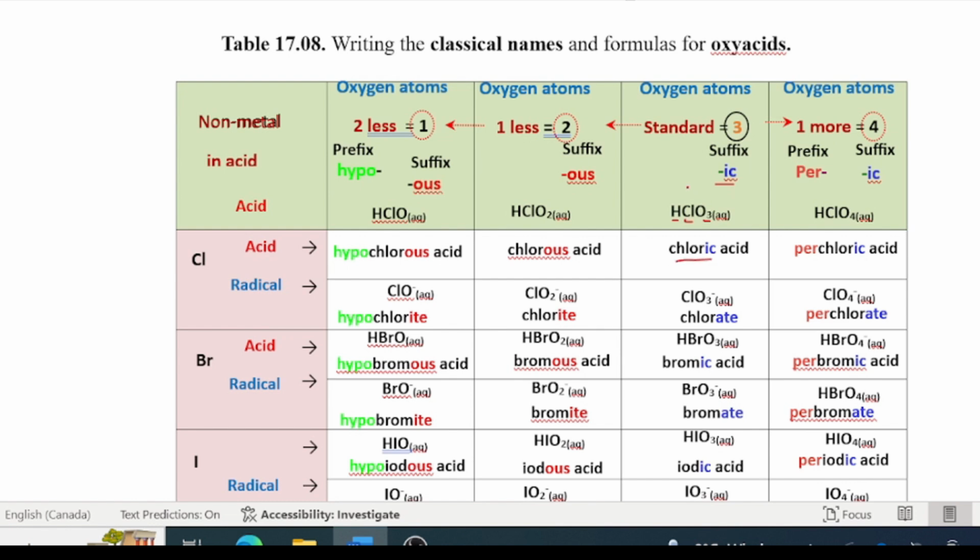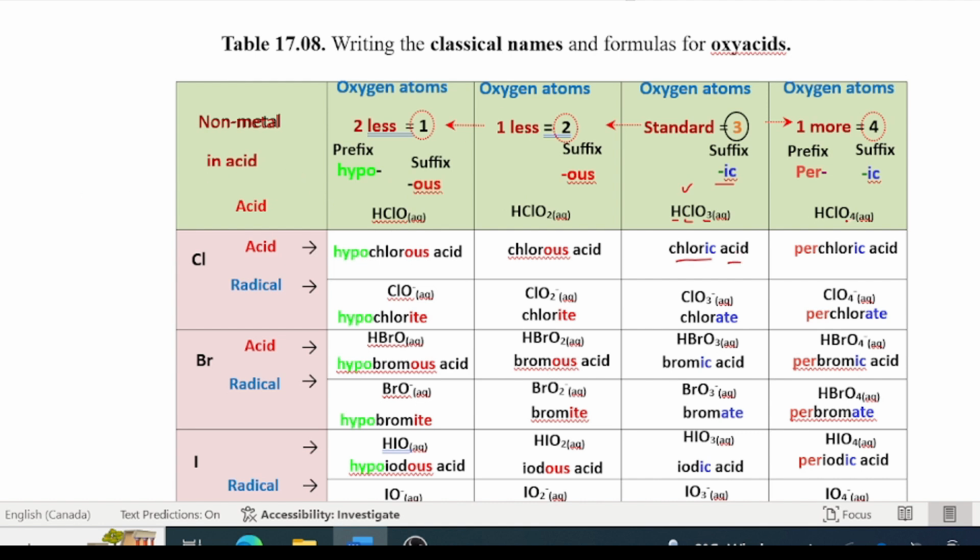You get that from chlorine, and you say ic. Note how we are not using hydro in this case. Hydro is only used when you have binary acids, not when you have oxyacids. Don't mention hydro at all here, okay? So it becomes chloric acid.